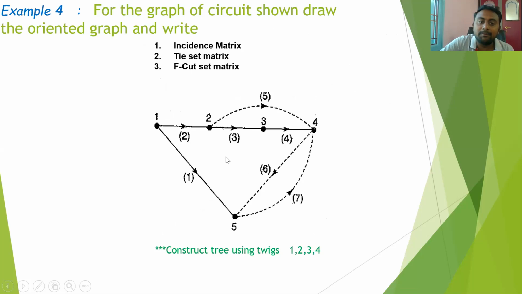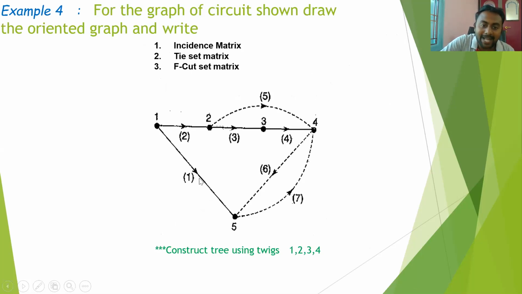Similarly, another problem. We have a given oriented graph with nodes 1, 2, 3, 4, 5. The number of nodes is 5, so the number of twigs is always n minus 1. 5 minus 1, that is 4 twigs we have to consider.